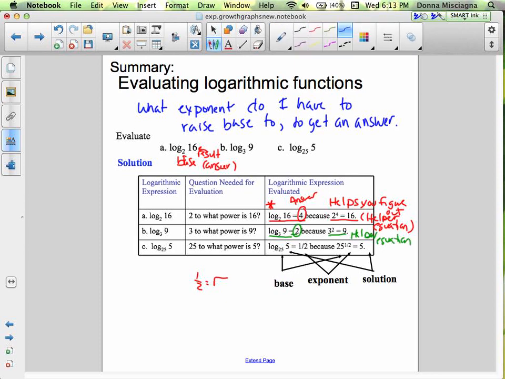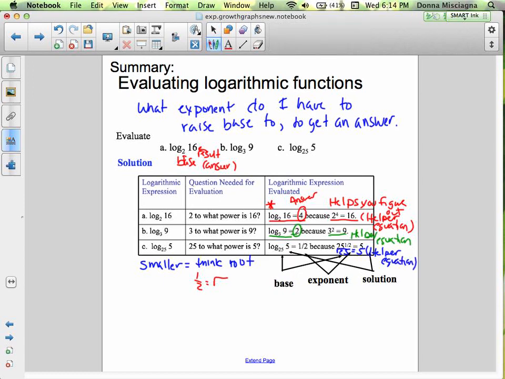And then last, on this page, we have log base 25 of 5. So 25 to what power is 5? Notice it's getting smaller. If you're getting smaller, think root. Reciprocal, or a reciprocal to a power, then you think negative. So 1/2 is just a square root. And notice that if we take the square root of 25, we get 5. So those are our helper equations over there. So log base 25 of 5 is 1/2, because 25 to the 1/2 is 5.